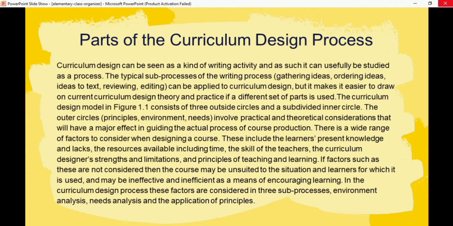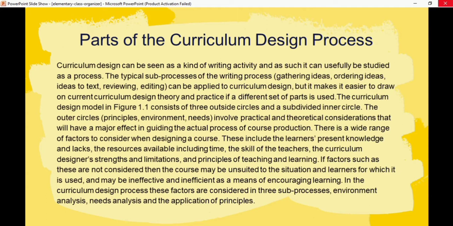The curriculum design model in figure 1.1 consists of three outside circles and a subdivided inner circle. The outer circles, principles, environment, and needs, involve practical and theoretical considerations that will have a major effect in guiding the actual process of course production.